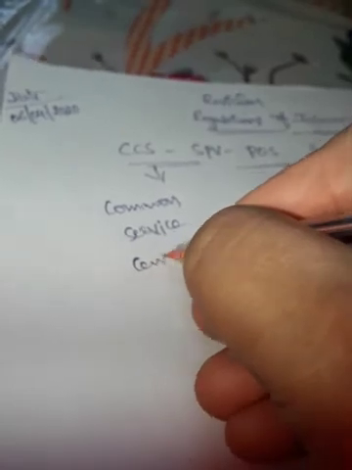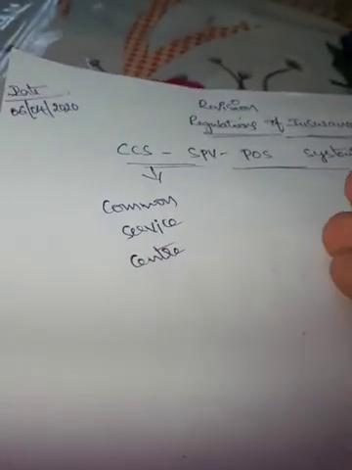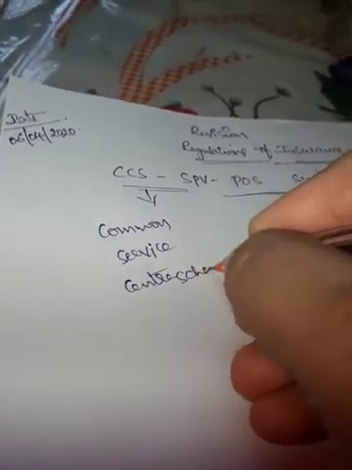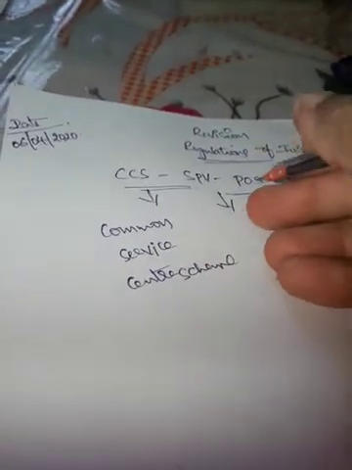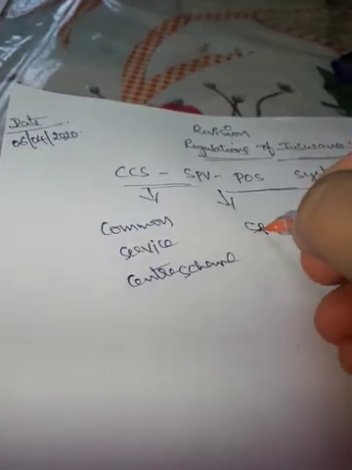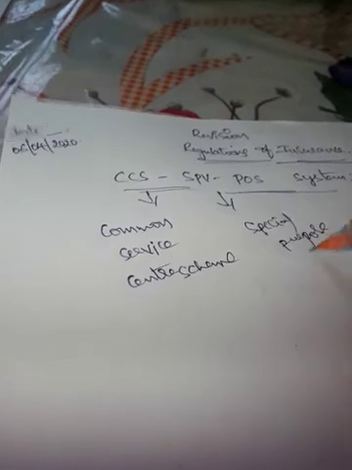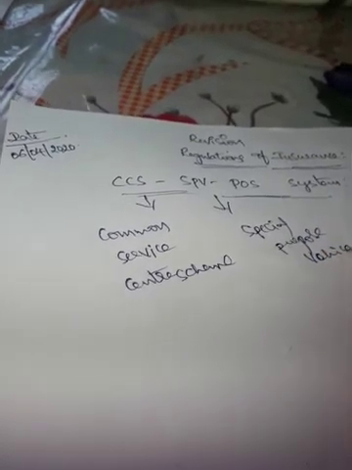First of all, we need to know what is CCS. CCS means Common Service Center. So CCS is the Common Service Center scheme, and SPV means special purpose vehicle, and POS means point of sale system.